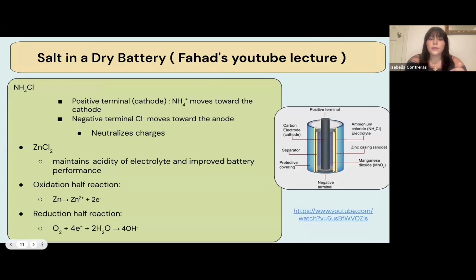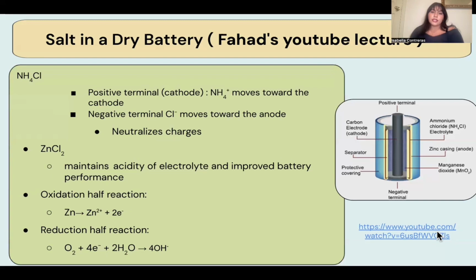And so again, the salt bridge and the voltaic cell that we're used to seeing, including the dry battery that I just talked about, both have redox reactions, which means they both have half reactions. So in the dry battery half reaction, we see that zinc is oxidized, which means it's losing 2 electrons, and then oxygen is gaining 4 electrons, which reduces to 4 hydroxides.